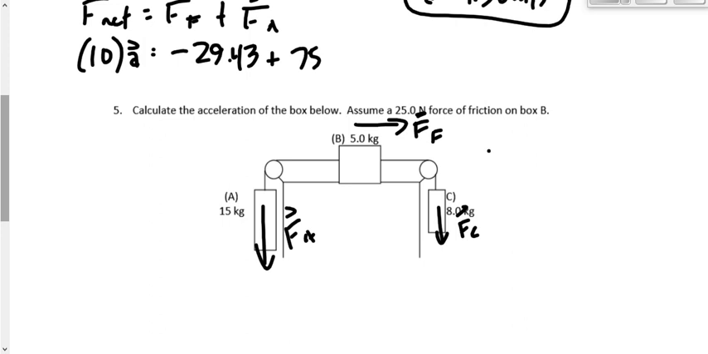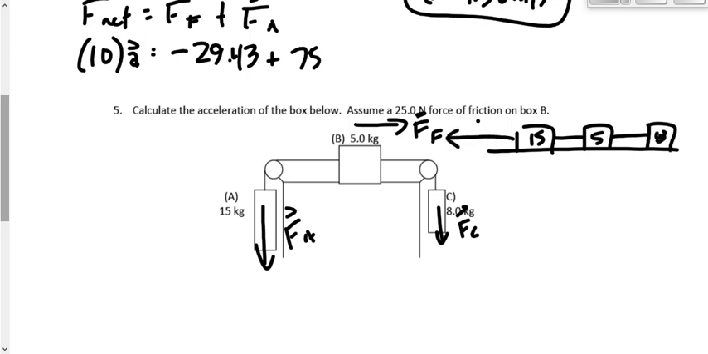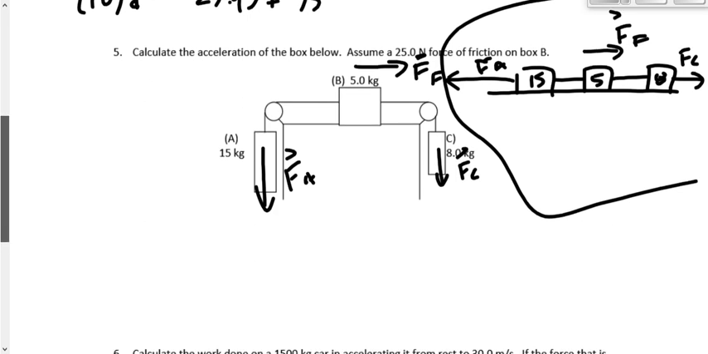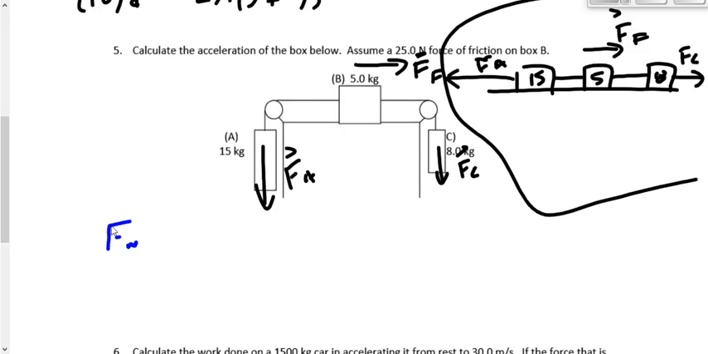I want to straighten this out. Okay, that's what I always do with this. This is 15. Okay, this is 5. This is 8. We got an FA acting this way, and we got an FC acting this way, and we've got an FF acting this way. When I draw it out like this, it makes it a lot easier to determine what's positive and what's negative. We're going to say F net is equal to FA plus FF plus FC.